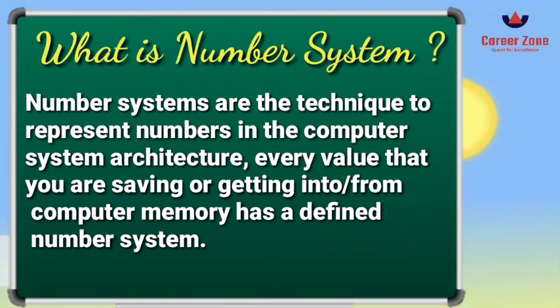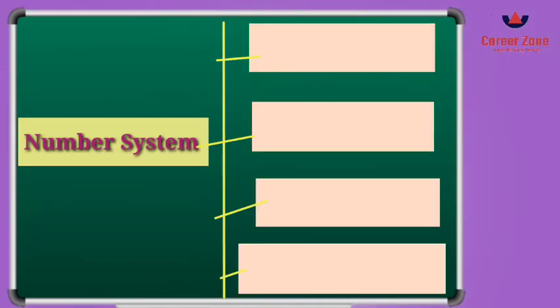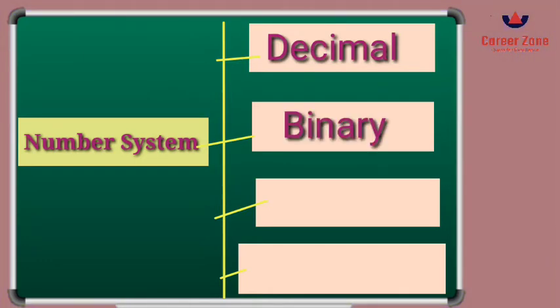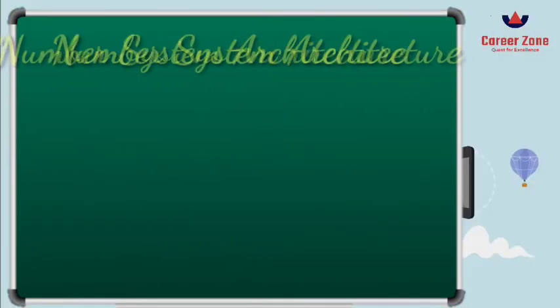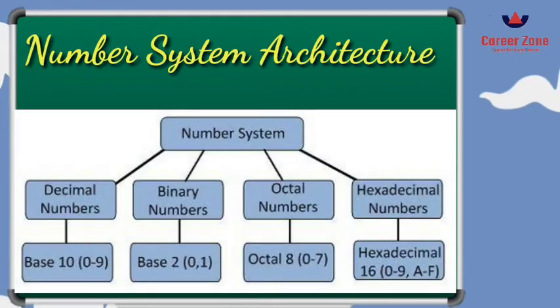The architecture of computer supports four kinds of number system. First one is the decimal number system, second is the binary, third is the octal number system, and the fourth one is the hexadecimal number system. Now let's see the number system architecture. As we have already seen, there are four types of number system.